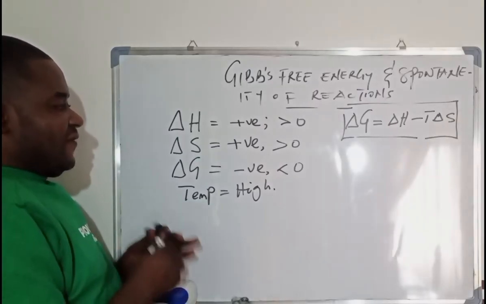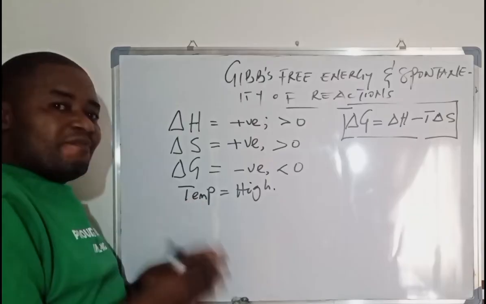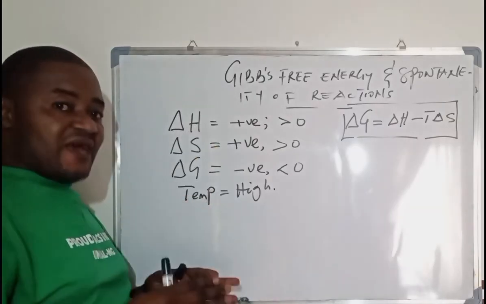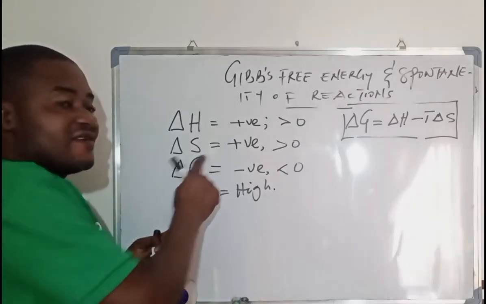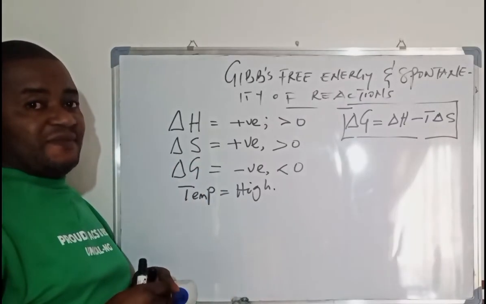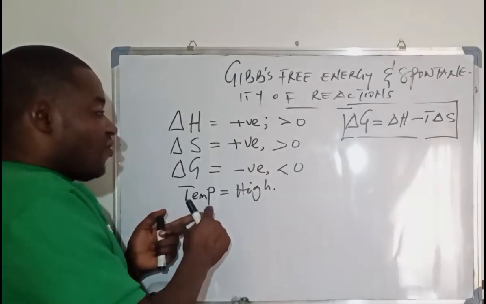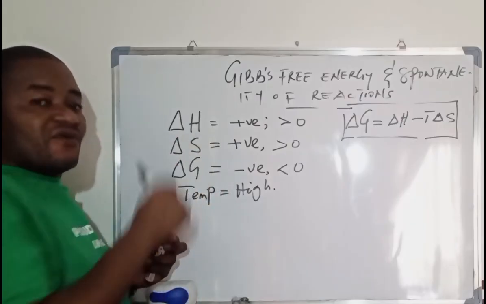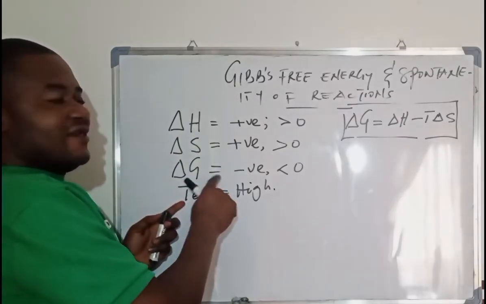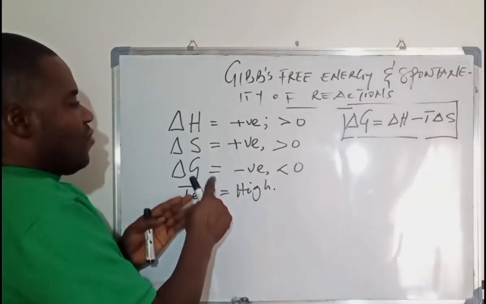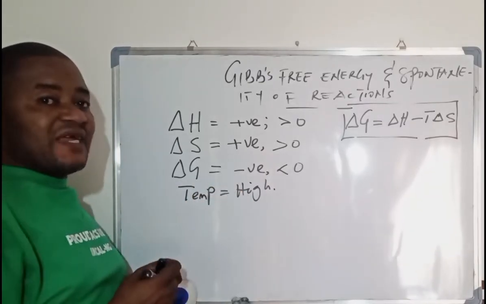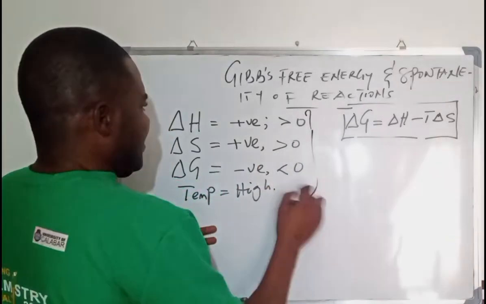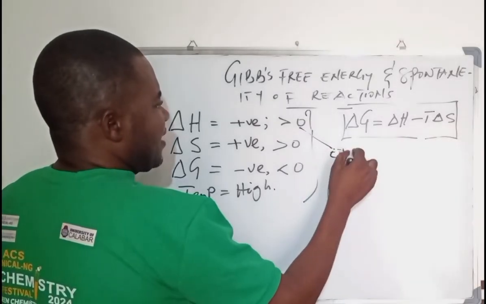So it means that for a particular reaction to be spontaneous, it is going to cause an increase in the entropy of the system. And it is only under high temperature that you can have that particular reaction be spontaneous. Then delta G will be negative. So anytime you have delta G negative, it means that that reaction is spontaneous.